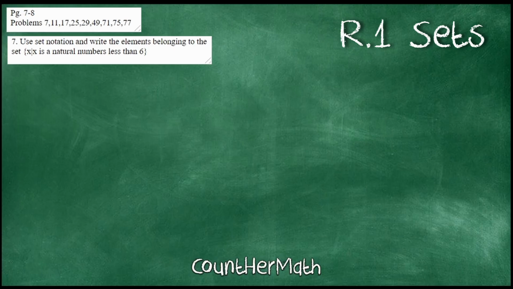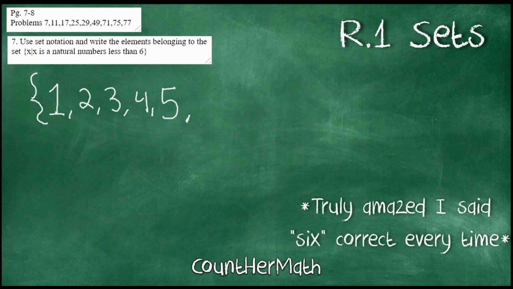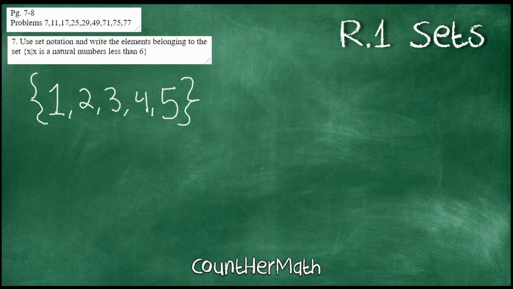So if we need to make a set of natural numbers less than 6, we can either start at 6 and go down, or we can start at 1 and go up. I like going from small to big, so we're going to start at 1. Now let's reread this question real quick and make sure that we're doing this right. Numbers that are less than 6. Well, 6 is not less than 6 since 6 is 6. So we do not include 6 within the set. The set is the numbers 1, 2, 3, 4, and 5.